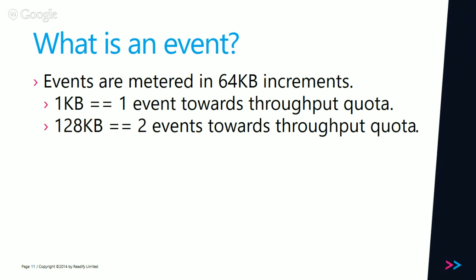I've been talking about events a lot. So what is an event? Well, an event is just a chunk of data. It's like a byte array with a wrapper of metadata around the outside of it. Each event is measured in 64K increments. So if you send 1 kilobyte, you're going to get charged 1 event. But if you send 128 kilobytes, you're going to get charged 2 events. So you need to have a think about the shape of the messages that you're sending.